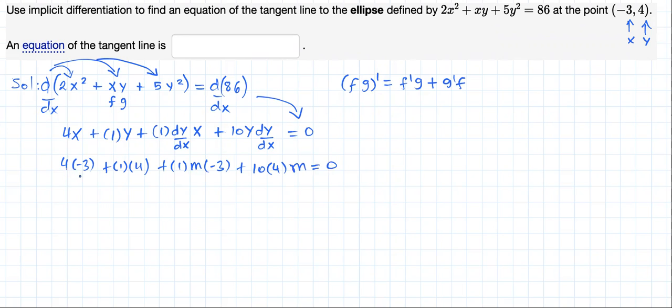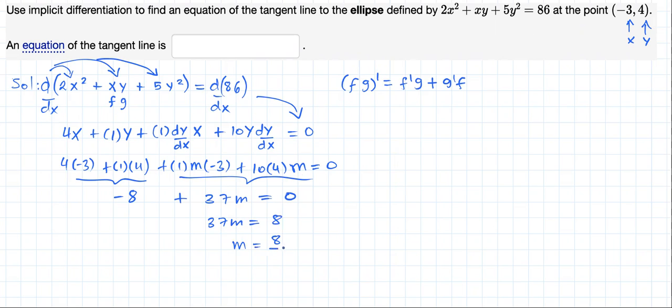4 times -3 is -12, plus 4, which is -8, -3m plus 40m, that's just 37m, and that equals 0. Adding 8 to both sides of this equation, we get that 37m is equal to 8, and dividing both sides by 37, we get that the slope of the tangent line is 8 over 37.